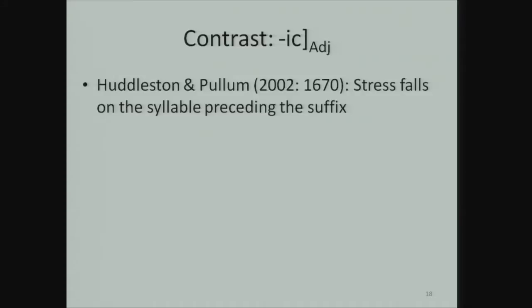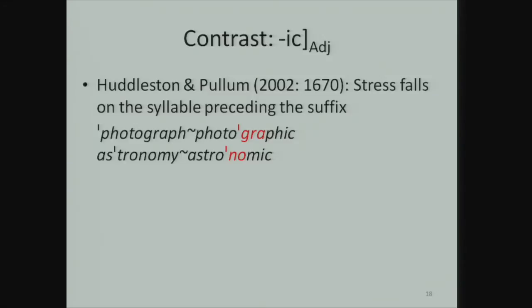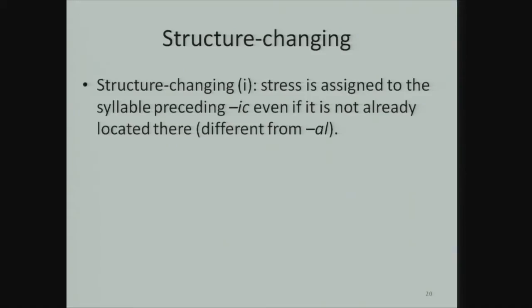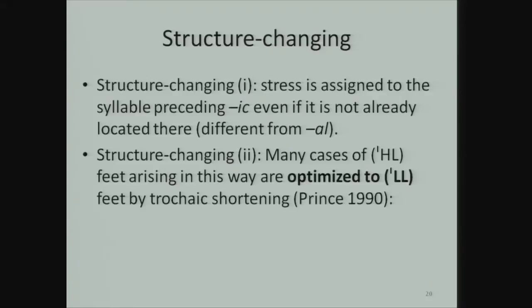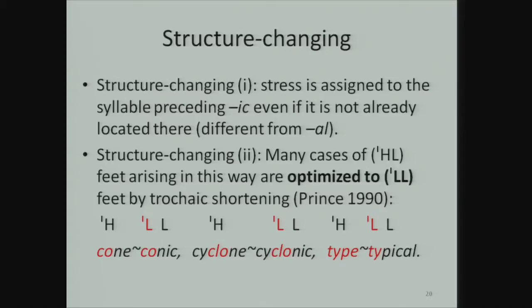The al suffix contrasts very interestingly with the ic suffix, which forms adjectives, which also requires stress to fall on the preceding syllable before the suffix. So photograph, photographic, astronomy, astronomic. The difference is first that the stress can change. So it can attach even if the stress is not yet located on the preceding syllable, it changes. And secondly, it is structure changing, often the arising heavy light trochees are optimized to light. So cone, conic, cyclone, cyclonic, etc. So we see in a system that has the heavy light trochee, there's still optimization going on.